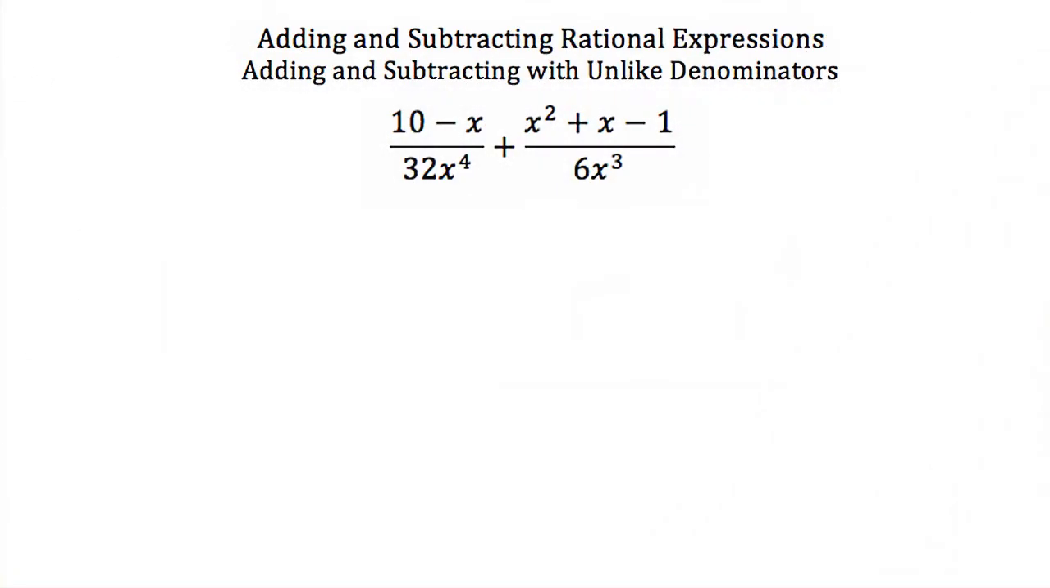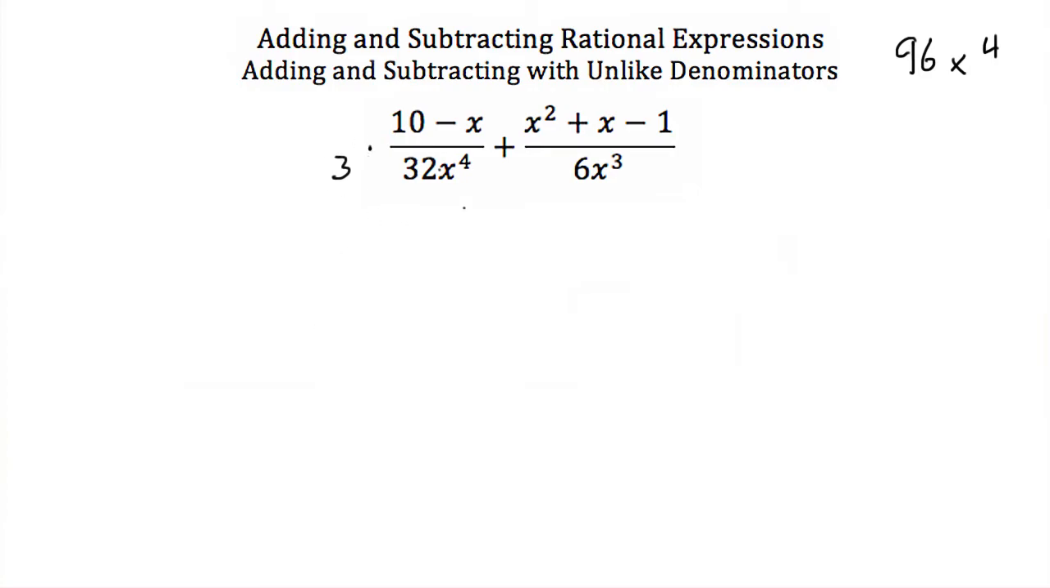So let's go back to our original equation here. This is 10 minus x over 32x to the fourth plus x squared plus x minus 1 over 6x cubed. Now we already found the least common multiple for 32x to the fourth and 6x cubed. It was 96x to the fourth. So I need to make the denominator of both of these terms 96x to the fourth. So how do I make 32x to the fourth equal 96x to the fourth? Well, I multiply it by 3.